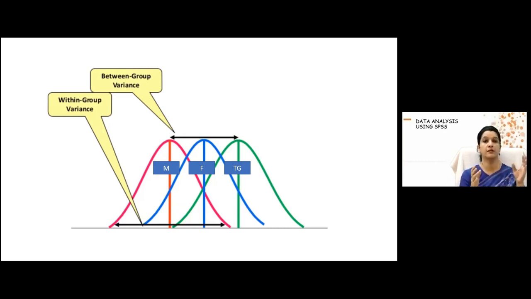Between group variance means you take the mean of all these 3, take an overall mean, and then subtract each group mean from the overall mean. The concept is similar. So there will be between group variance and there will be within group variance. Am I making myself clear to you? What do we understand by the between group variance and within group variance? Or should I repeat this one more time?